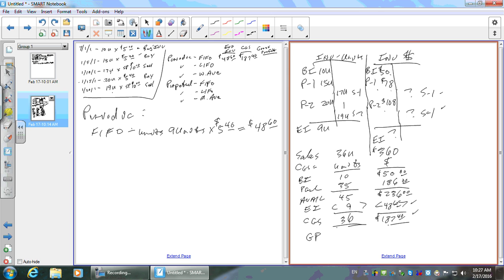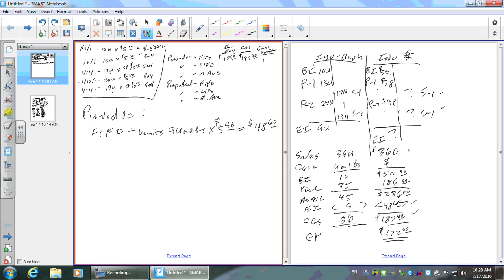What would you do, gang? Subtract your cost of goods sold. Got it. Which is 172. 172. Ta-da! All you're doing is taking your 360 sales less the cost of goods sold. Big deal. So it's 172.60 for that one. Is this easy or what, guys? Very, very easy. Okay, all right.